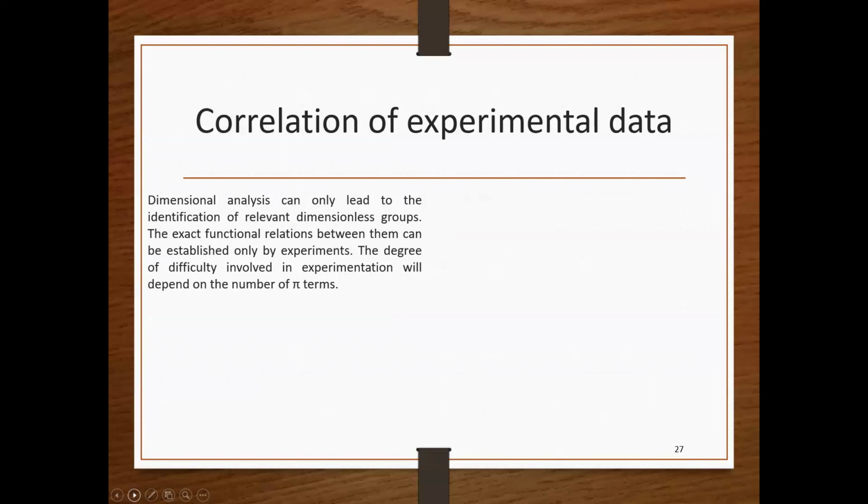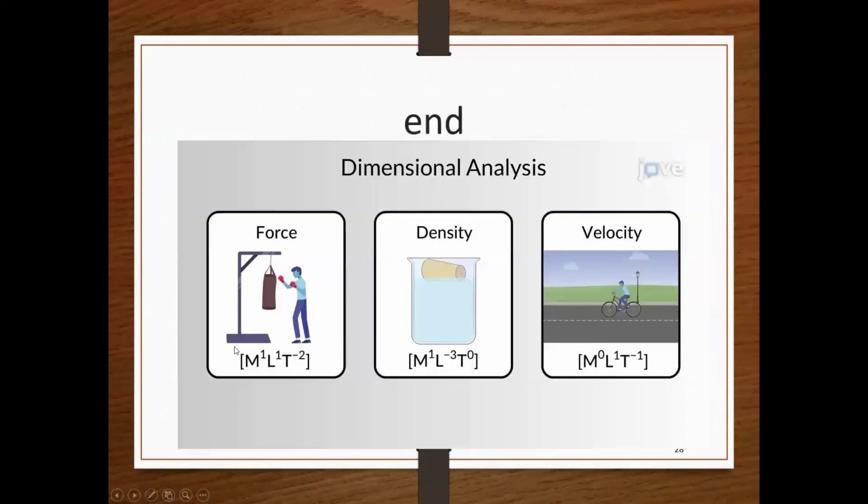Correlation of experimental data: dimensional analysis can only lead to identification of the relevant dimensionless groups. The exact functional relations between them can be established only by experiment. The degree of difficulty involved in experimentation will depend on the number of pi terms. Okay? So, this is the end of dimensional analysis. Thank you.